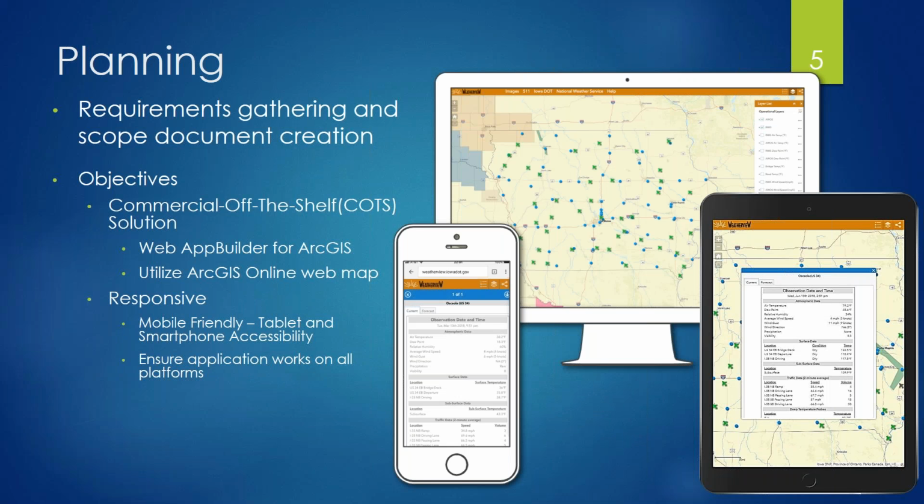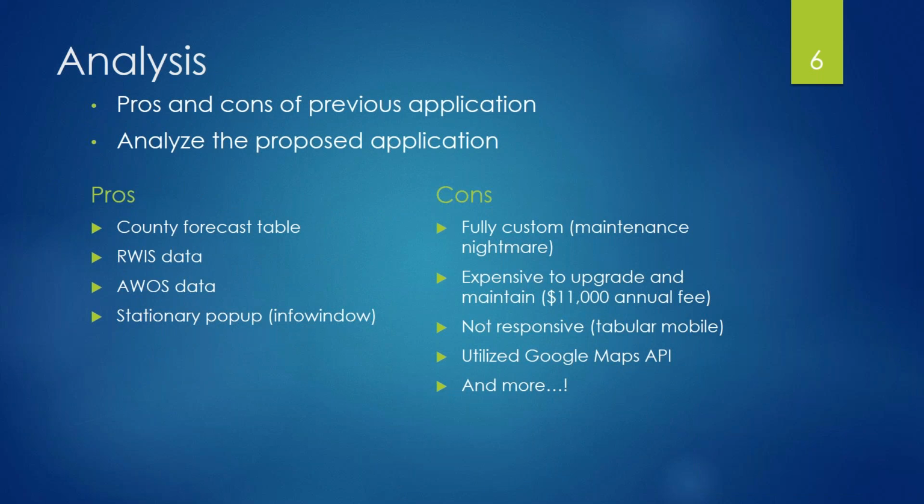So for the planning of it, we wanted to do a requirements gathering and scope document creation. We worked with the product owner, Tina, at the Iowa DOT within the maintenance department. And we wanted to create an application, again, like I said, that was responsive. And some of the objectives was we want to make sure that it was COTS, commercial off the shelf. So Esri is commercial off the shelf, and we wanted to do a little bit of customizing, but not too much. So we decided to use Web App Builder and utilize an ArcGIS Online web map. Like I mentioned previously, we want to make sure it's responsive, mobile friendly, and that all platforms can utilize the application.